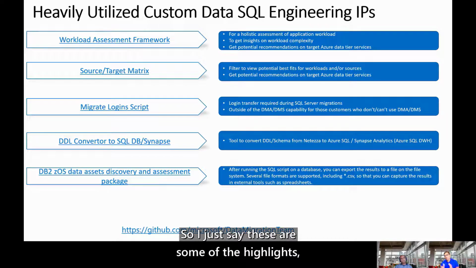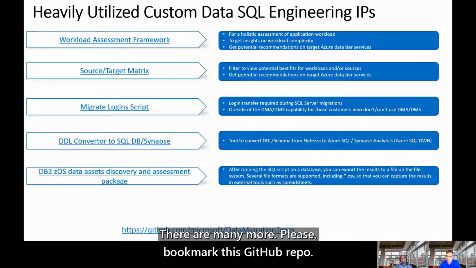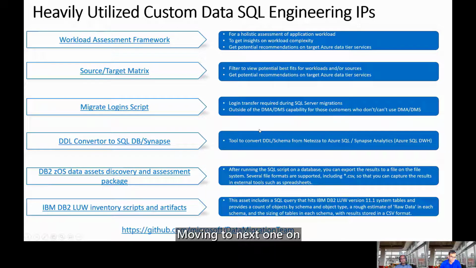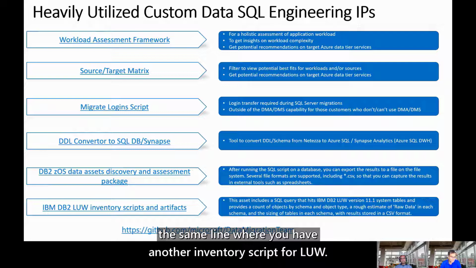So as I said, these are some of the highlights, some of the highly used IPs. There are many more, and please bookmark this Git repo. Moving to the next one, and on the same line, you have another inventory script for LUW.